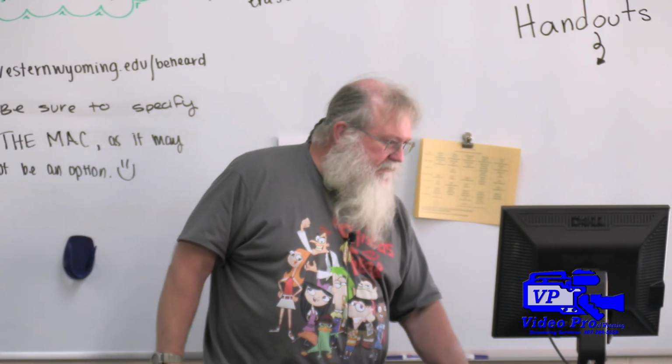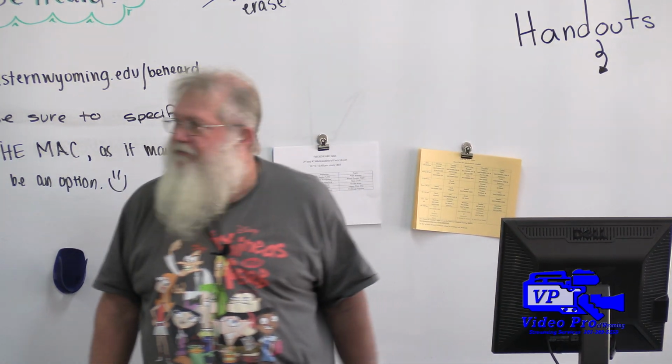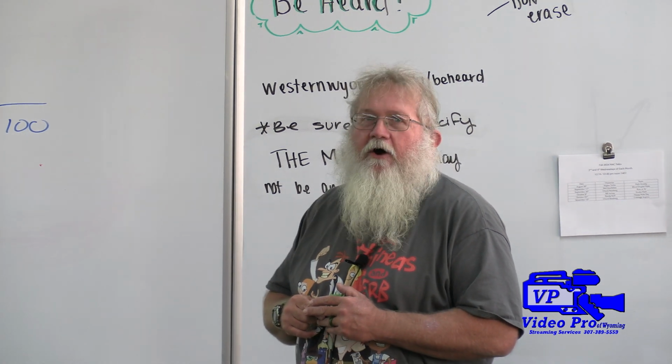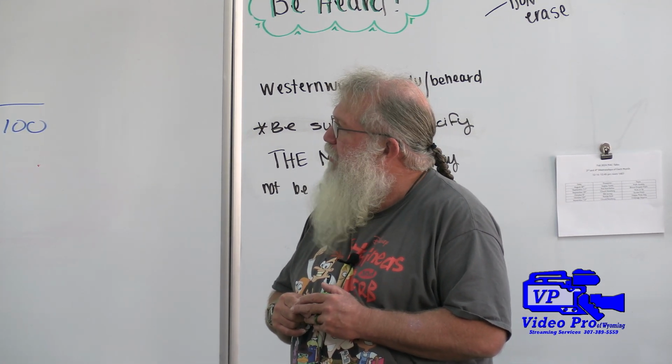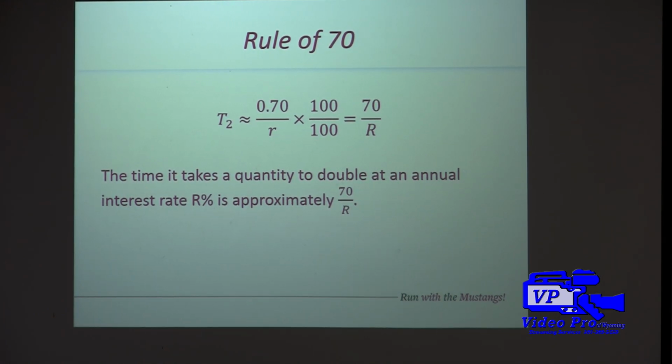So this leads us to the rule of 70. The rule of 70 says the time it takes a quantity to double at an annual interest rate of r percent, big R, is approximately 70 over R. All you do is take 70 over R. All right, so let's look at what this really means then.